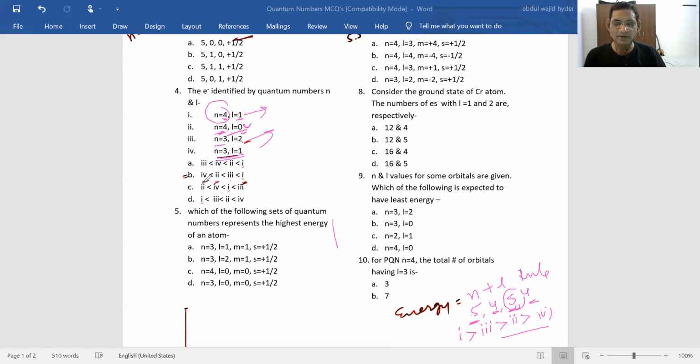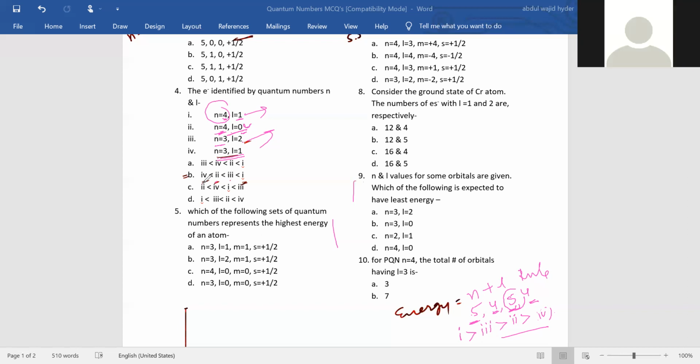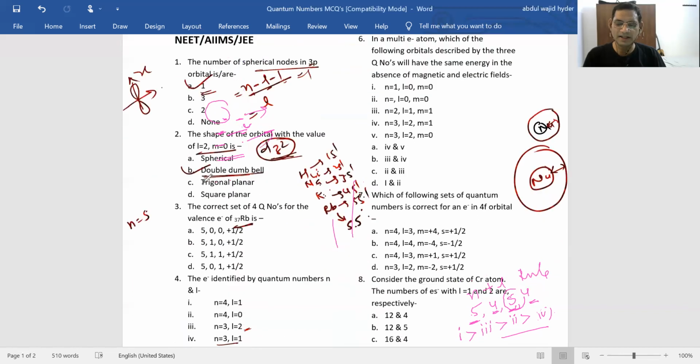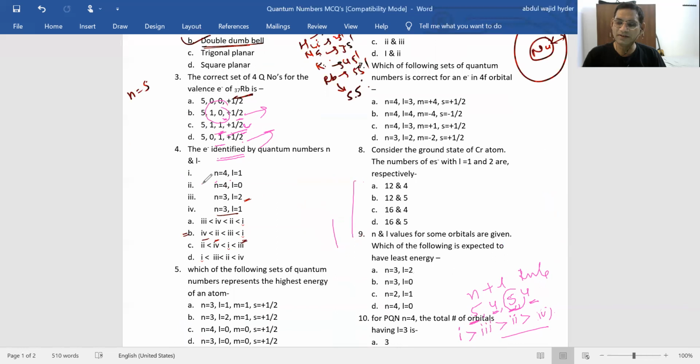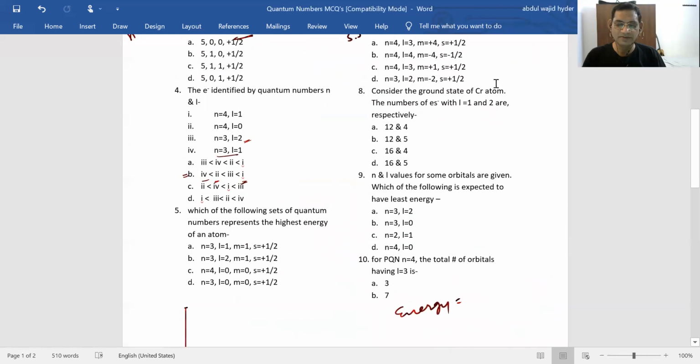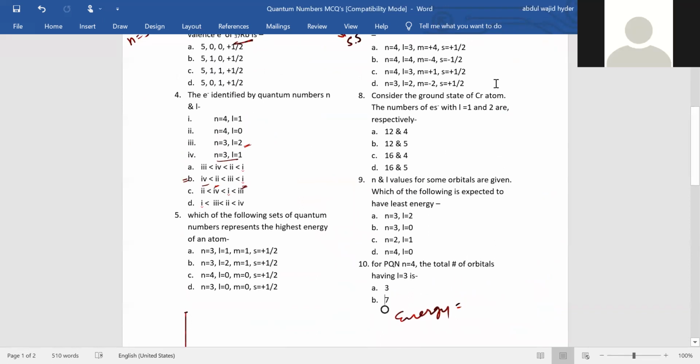From there only I have taken all these questions. All questions are based on nodes, shape of orbitals, and the quantum numbers. Maisha, have you done all these questions? Yes, sir. I have tried all these, but there was some problem in a few questions.